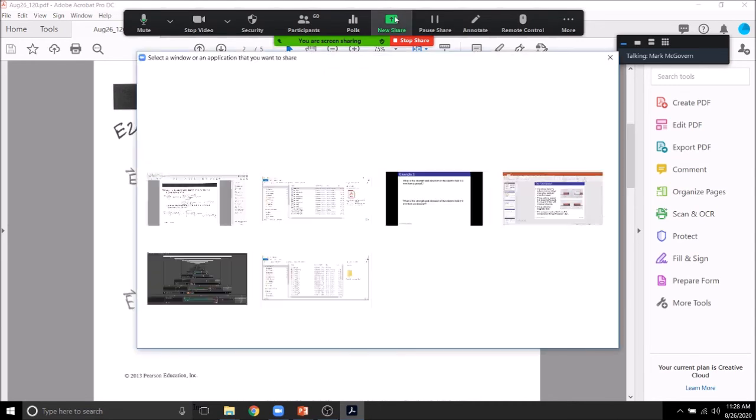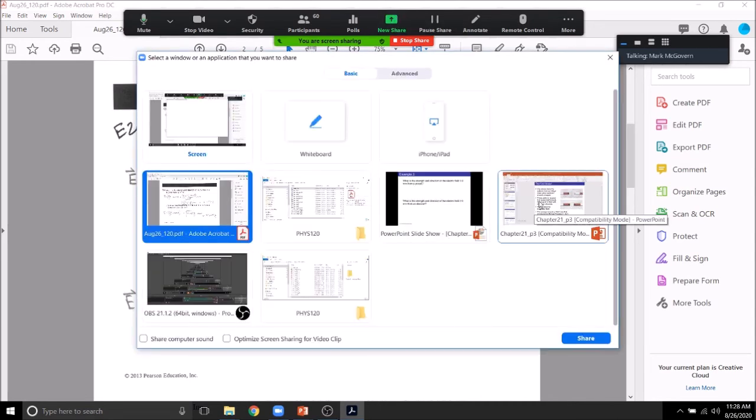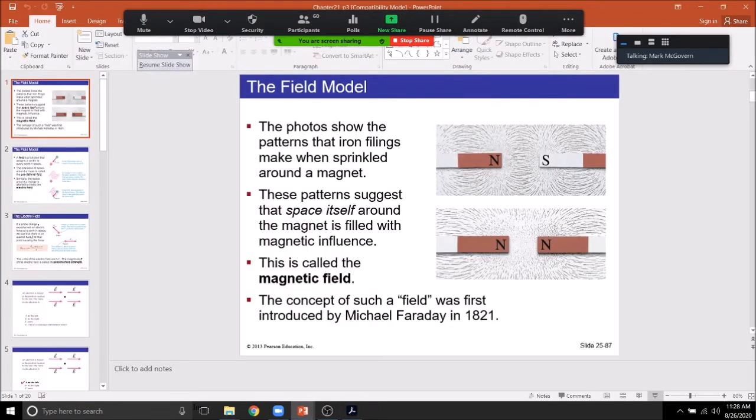All right, let's move on. Let's see if I can not screw up the screen share this time. That would be nice. That would be lovely. My mouse is now invisible. That's cool.